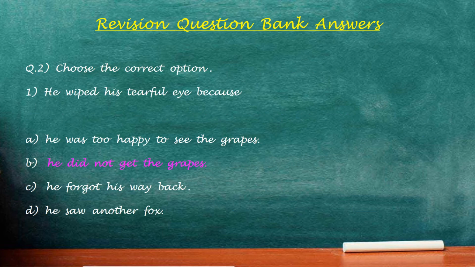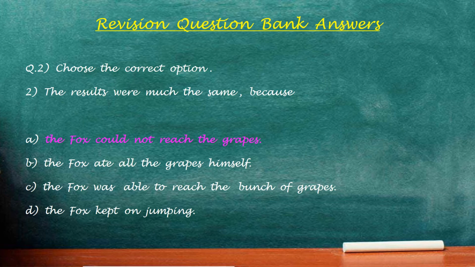Question 2 was choose the correct option. Sentence 1. He wiped his tearful eye because. Answer is B. He did not get the grapes. Answer 2. The results were much the same because A. The fox could not reach the grapes.